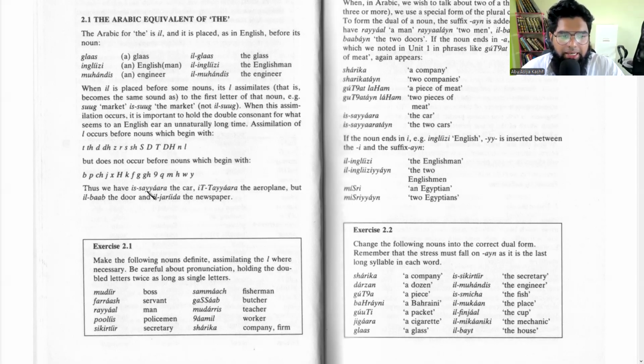Anyways, thus we have السيارة, the car. Generally, they'll not say the lam. It's as if they've eaten it. السيارة, الطيارة, the airplane. But الباب, the door, الجريدة, the newspaper. So here is السيارة, الطيارة. The lam sound is gone, no? Whereas الباب and الجريدة keep it.